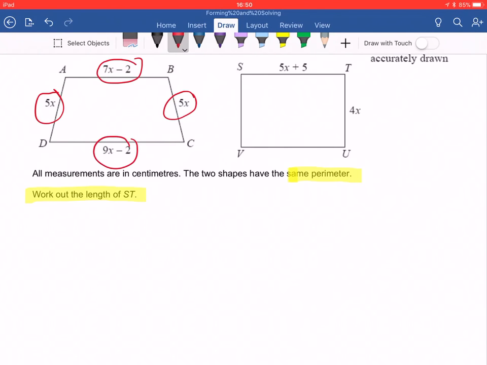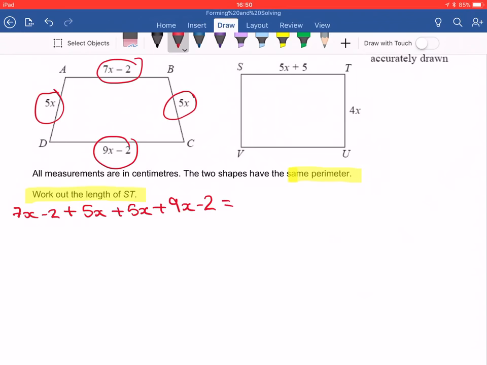And should we do that first? So let's do that on the left-hand side. So we've got 7x minus 2, and we're going to add them together because that's what perimeter says we do. 5x on the left-hand side plus the 5x on the right-hand side. And at the bottom, we've got 9x minus 2. All right. And we highlighted the fact that they both have the same perimeter. So what's a good idea to do next, miss?